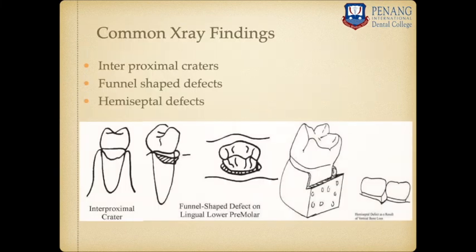Normally, in bone loss, the most common X-ray findings we will see are either an interproximal crater, where there is a partial radiolucency seen on the interproximal region, or a funnel-shaped defect, or a hemiseptal defect. A hemiseptal defect is a complete radiolucency seen on the interproximal region.